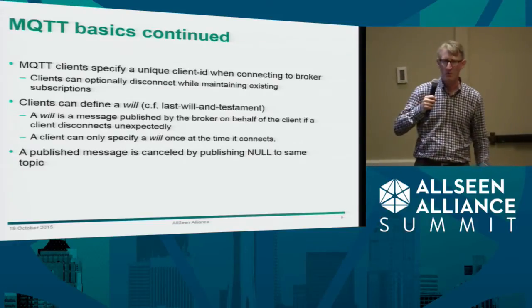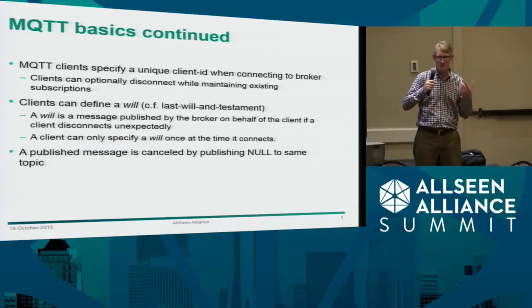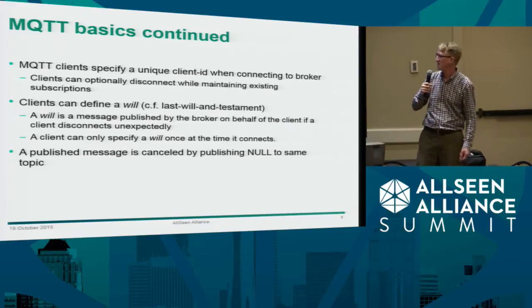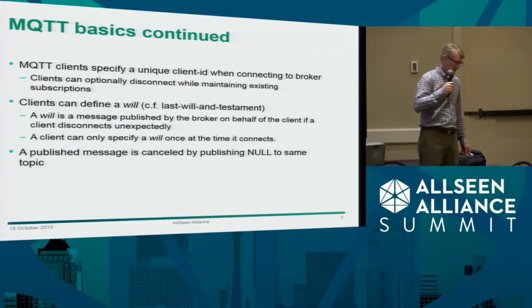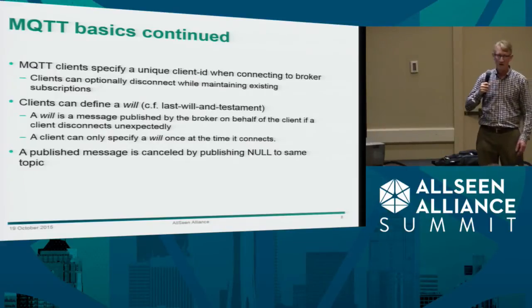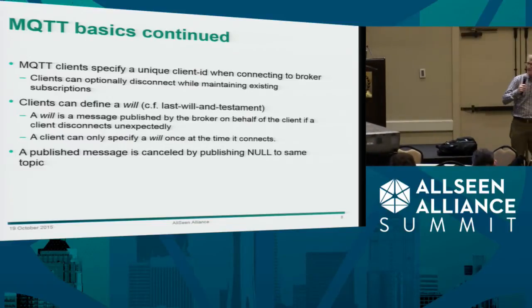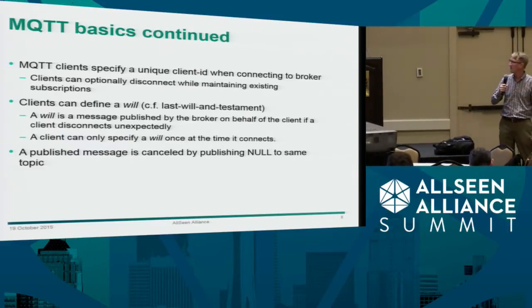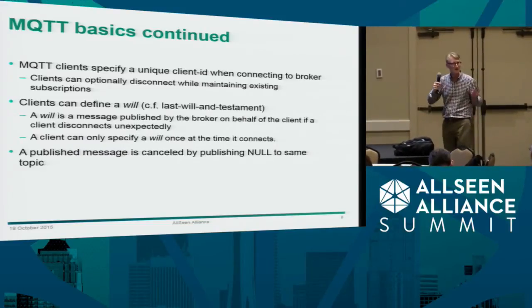A client can only specify the will once, and there's only one will. We've used all of these mechanisms, retained messages and will and so on, in the implementation of AllJoyn over MQTT, as you will find, which is why we're mentioning it. A way to cancel a published retained message is to simply publish to the same topic with a null message body. There's plenty of information, just Google MQTT, or mqtt.org, if you want to get the technical details. But we just thought that a couple of slides would give you the basics.